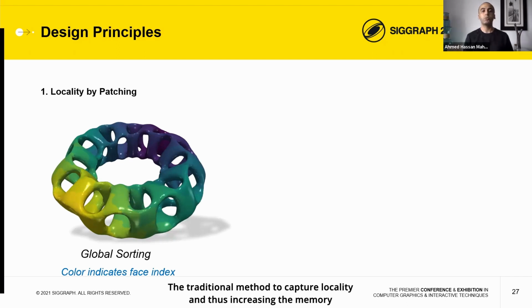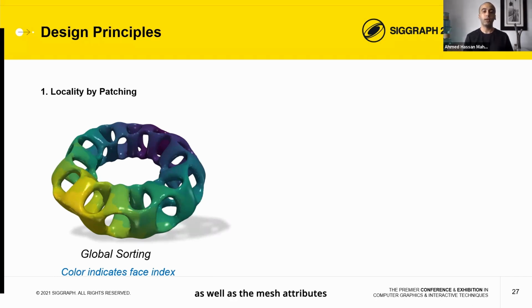The traditional method to capture locality and thus increase the memory throughput within the context of mesh processing is through global sorting, which means that we sort all mesh elements in some coherent way, as shown here, and we rely on the L1 cache to do its job, which works very well on the CPU since it has relatively larger caches. Using this approach on the GPU, due to the limited L1 cache capacity, we have observed that the L1 cache got exhausted very rapidly, since we rely on it to cache both the mesh connectivity information as well as the mesh attributes.